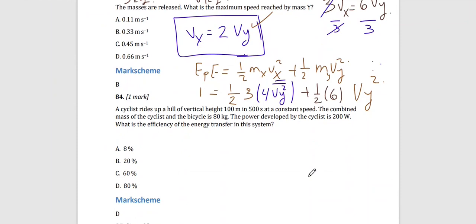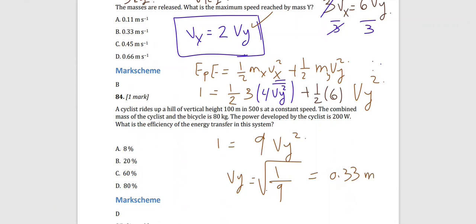So we have 1 equals, after we simplify all of this, 9 Vy squared. I need Vy, so divide both sides by 9. So Vy is the square root of 1 over 9. You should get 0.33 meter per second. So the correct answer is B, 0.33 meter per second.